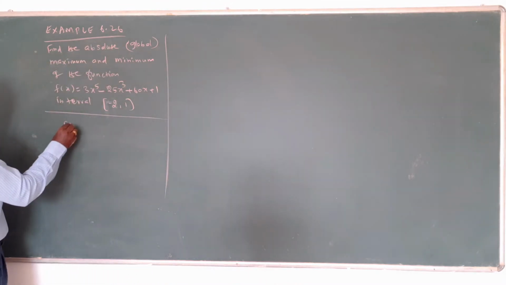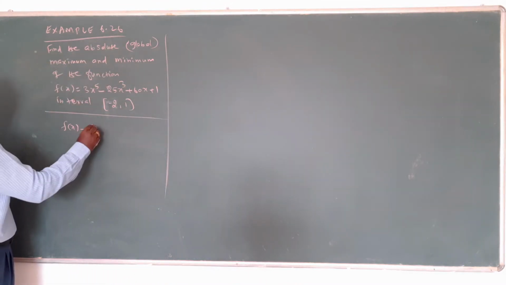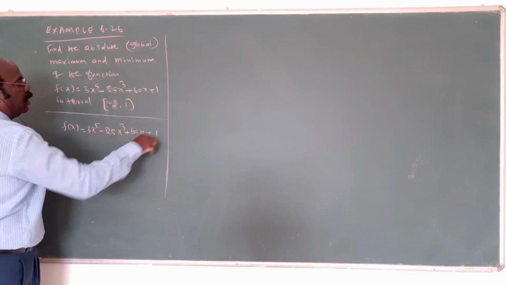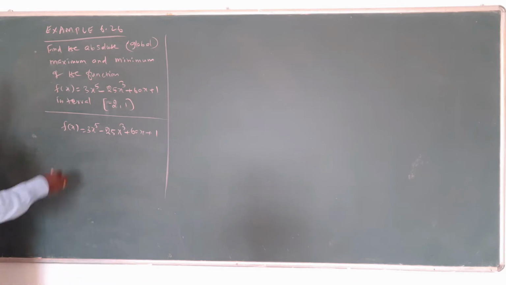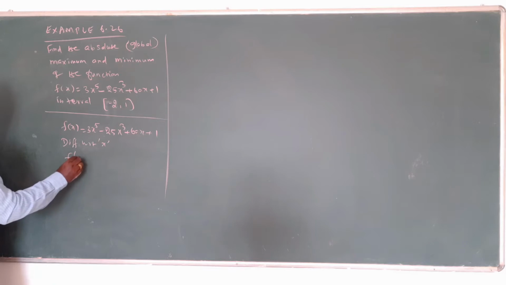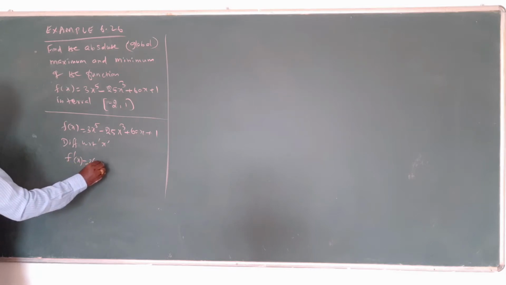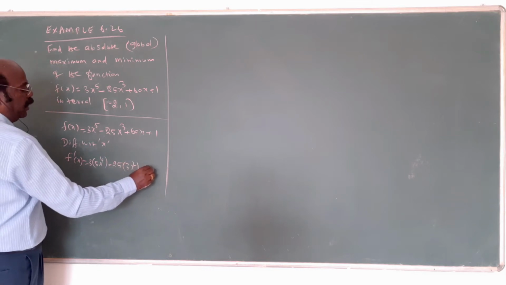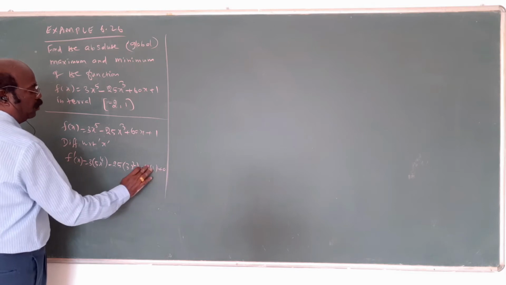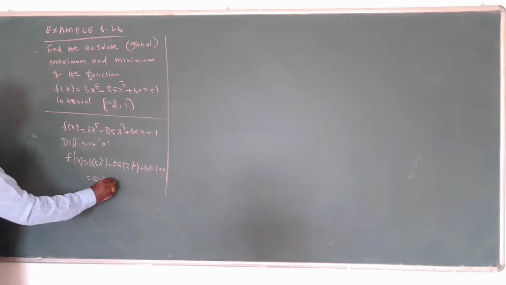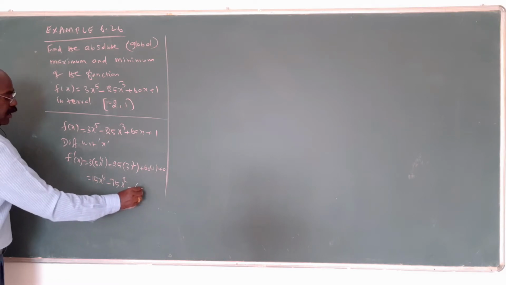What is given? The function f of x is given. Am I right? This is given. Now, previous idea, differentiate one time with respect to x. What is the answer? F dash of x equals 3 into 5x power 4, minus 25 into 3x power 2, plus 60 into 1, plus 1 is 0. Am I right? Now simplify: 15x power 4 minus 75x square plus 60.